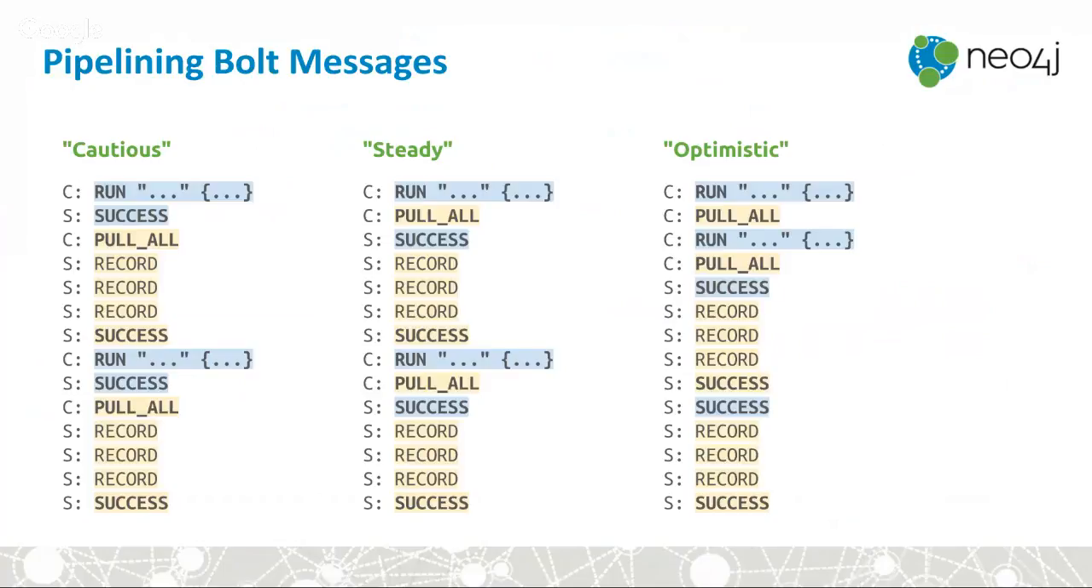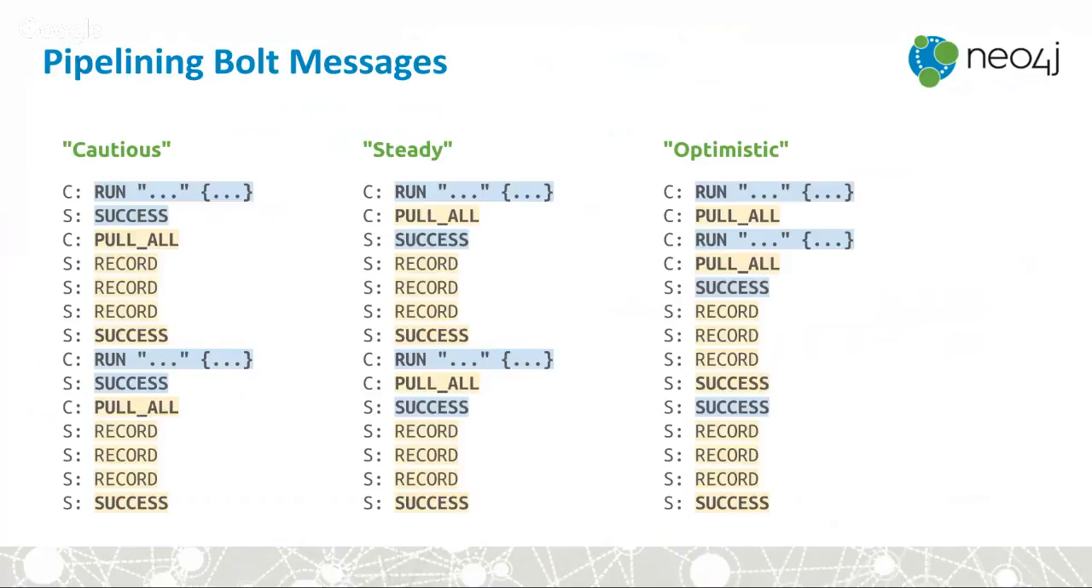And there are different ways we can use this. The protocol actually allows us to pipeline this in slightly different ways. So we could, if we wanted to, cautiously wait for the response for every message before we carry on to the next one. We could send a few messages at a time. In the steady example here, this is actually what we do in the driver at the moment. We send a run and pull all pair generally when you're executing, and you get back the results of that immediately following. And there's an optimistic batching variant.